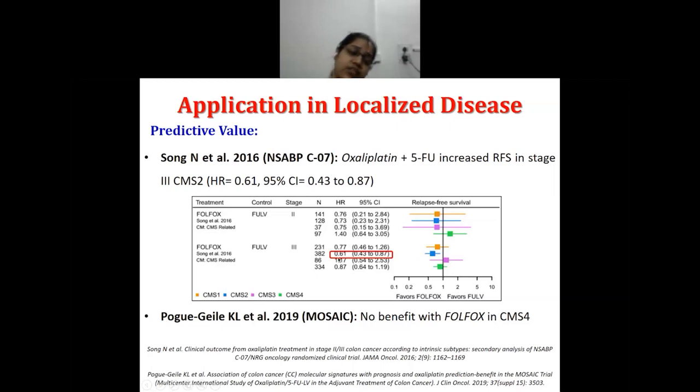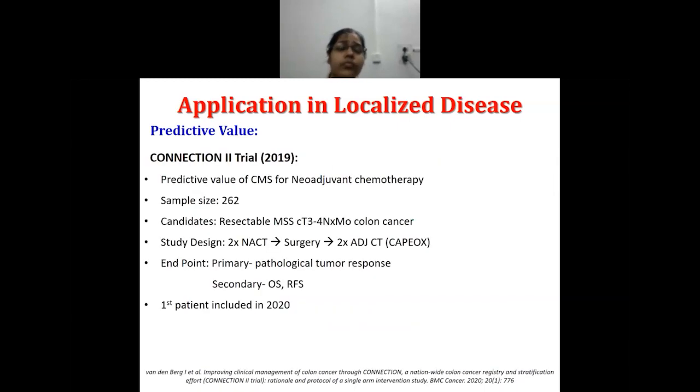Also, another study was done by Pogue-Geile et al. in the year 2019, in which they sought to associate the molecular signatures with oxaliplatin benefit in the MOSAIC trial. And they found that there was no additional benefit noted with the addition of oxaliplatin to 5-fluorouracil in CMS4. Now, coming to the CONNECTION 2 trial, which was registered in the year 2019. It is an actively ongoing trial.